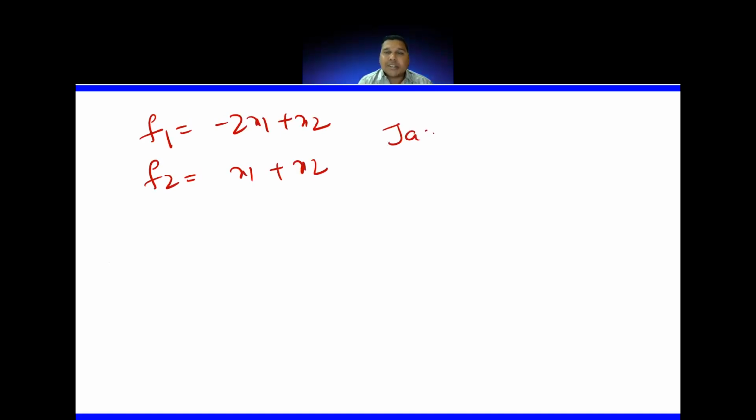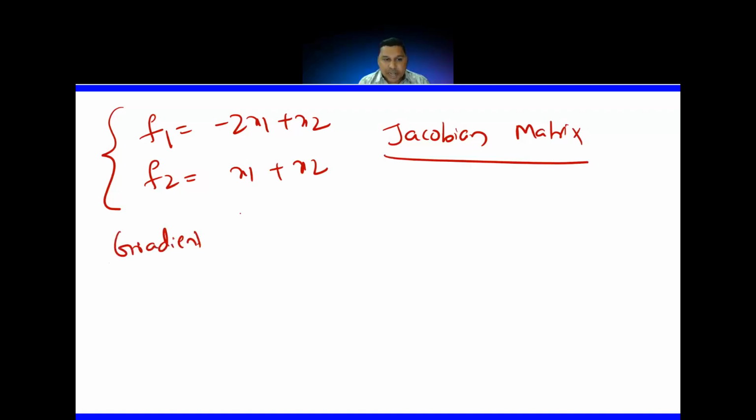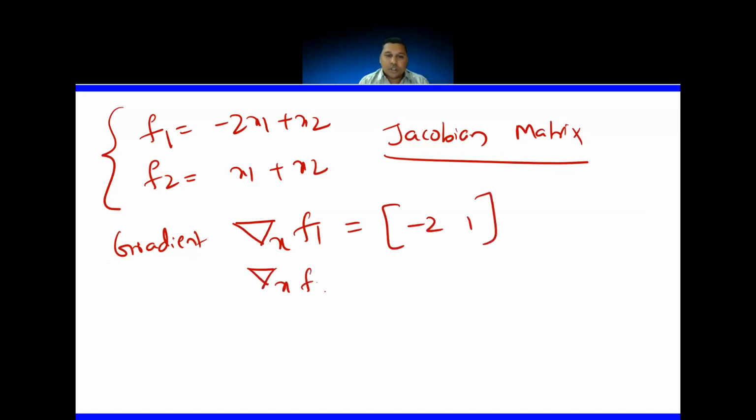Let's make a simple example. Given function f1 as minus 2x1 plus x2, and function f2 as x1 plus x2. Find the Jacobian matrix for these given functions f1, f2. Two functions are given and you have to find the Jacobian matrix. First, if I ask you what the gradient is, gradient is represented like this: reverse triangle, gradient of f1. So the gradient of f1 is minus 2, 1. Similarly, the gradient of f2, that is x1.